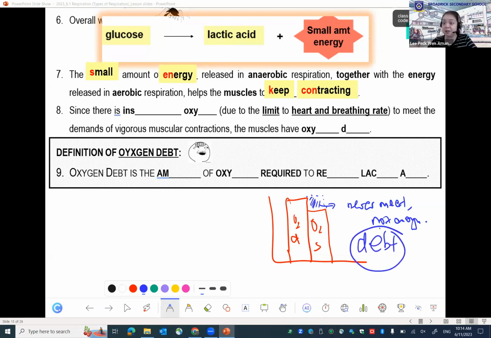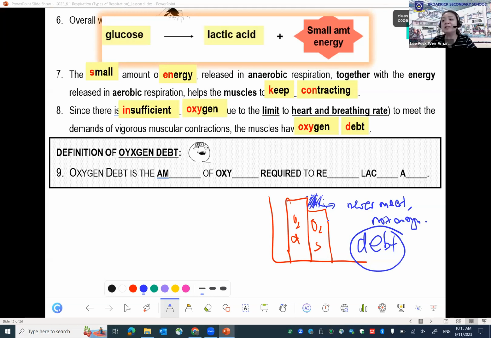DEBT, you have a debt. Okay, so since your body cannot meet the oxygen supply, your body has insufficient oxygen, so you need to go and borrow energy from anaerobic respiration. We say that your muscles have what we consider to be an oxygen debt.